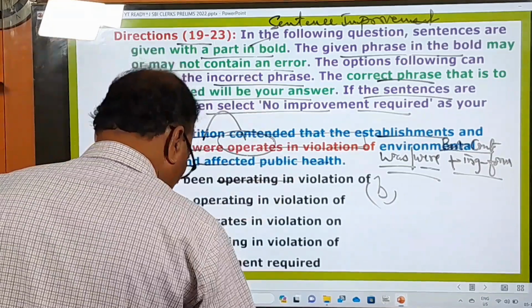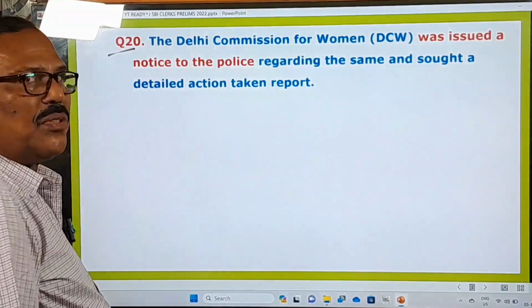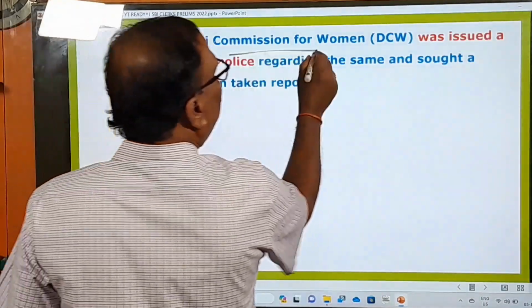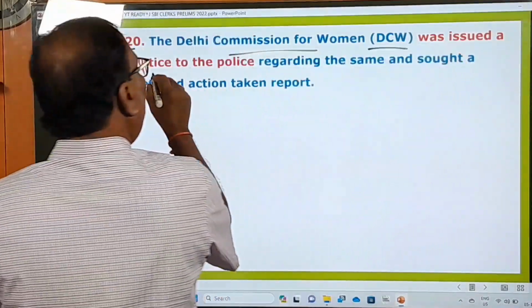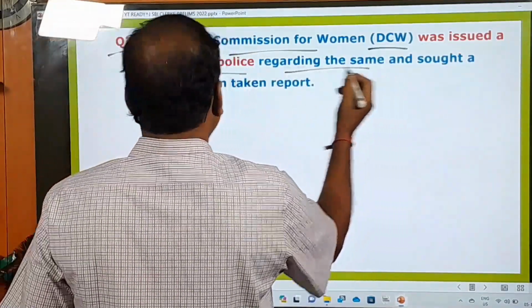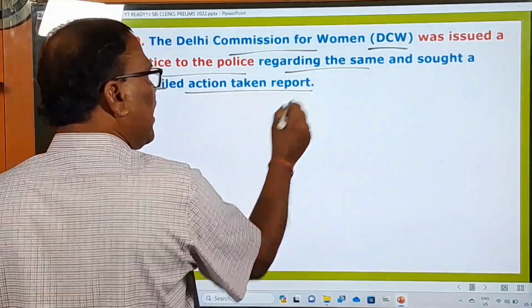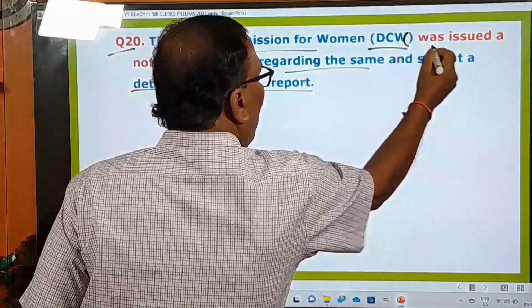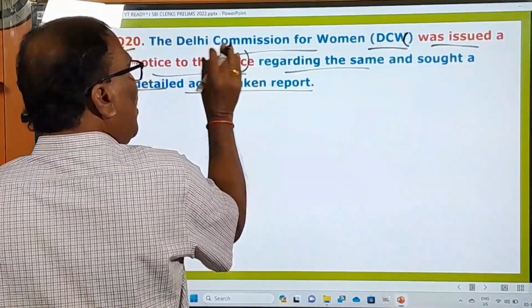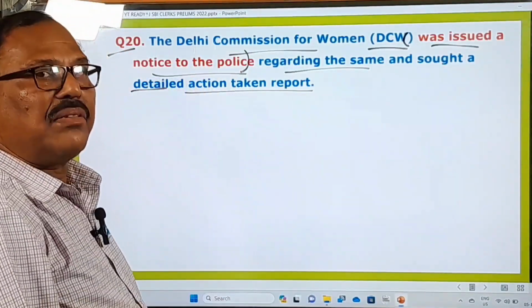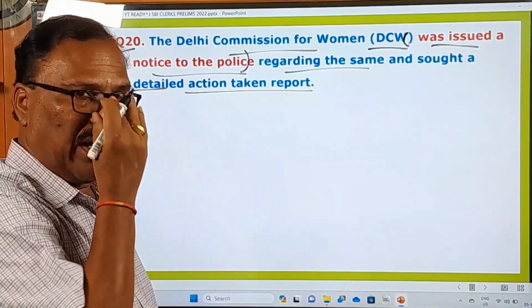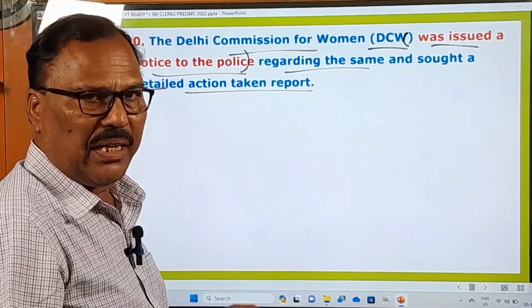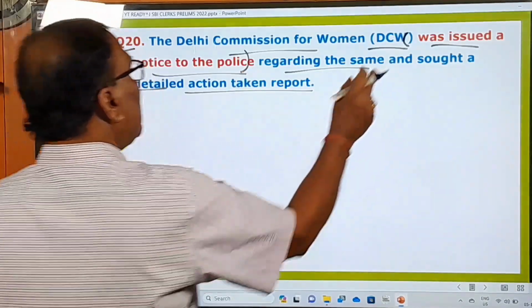Now let's move on to the next question. What is the 20th question? The Delhi Commission for Women, DCW, was issued a notice to the police regarding the same and sought a detailed action taken report. And in this sentence, this part, was issued a notice to the police, is underlined or given in bold type. Here I have given it in red color. Why is this a mistake?